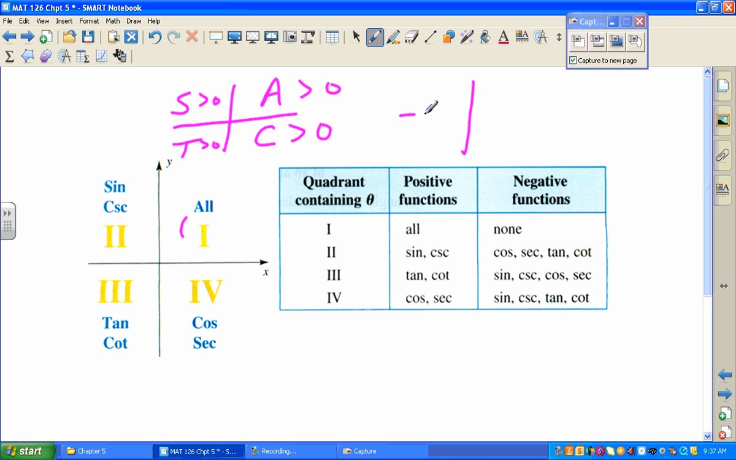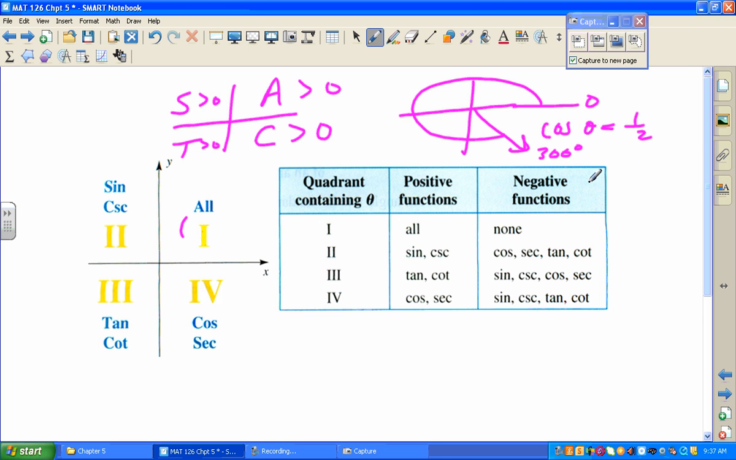In this angle, if theta starts here at 0 and ends in this angle right here, which trig function will have a positive ratio? Sine, cosine, or tangent? Cosine. What is the cosine of 300 degrees? That's the ratio, 1/2.